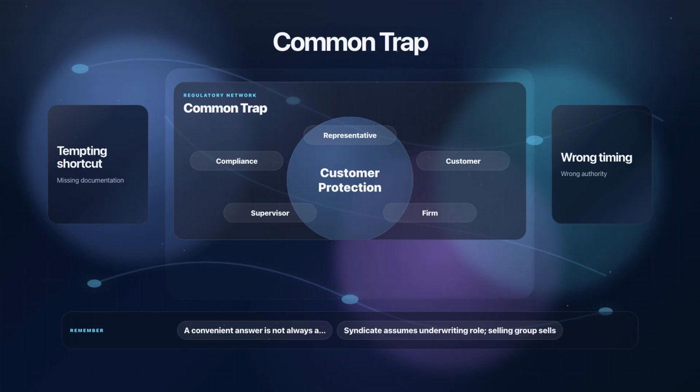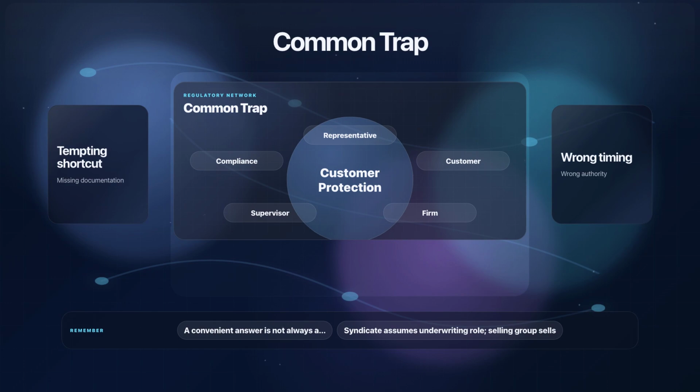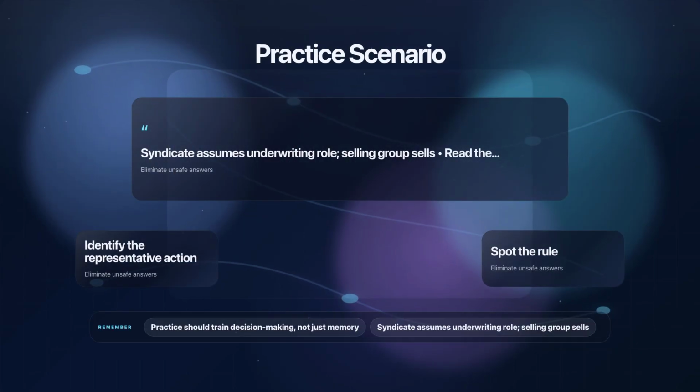Here is the common trap. Do not give the selling group the same risk role as the underwriting syndicate. The SIE often gives answer choices that sound helpful, fast, or business-friendly. But securities rules prioritize authorization, disclosure, record-keeping, suitability, supervision, and market integrity. If an answer bypasses those safeguards, be suspicious.